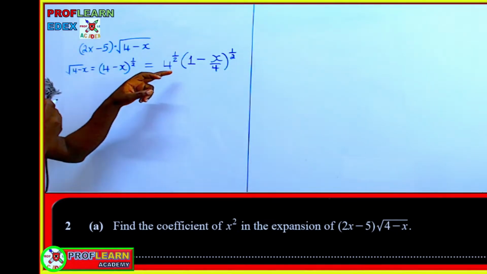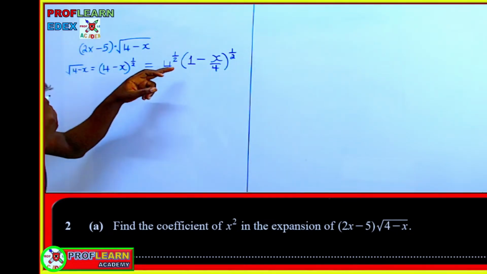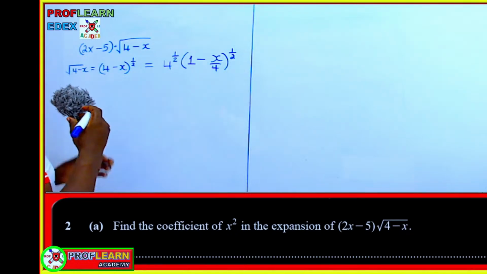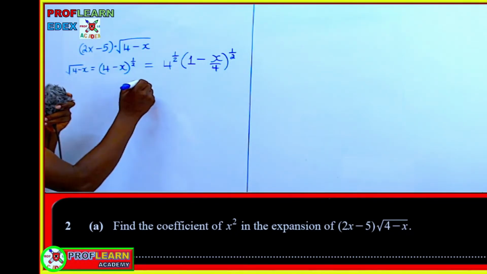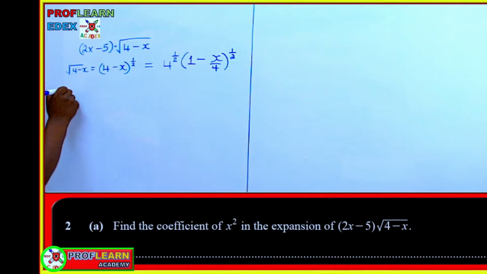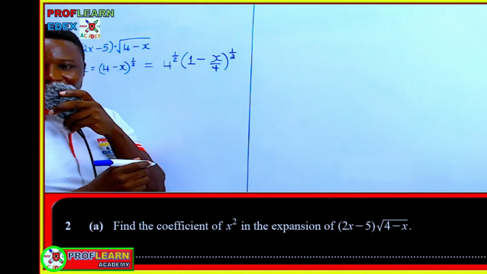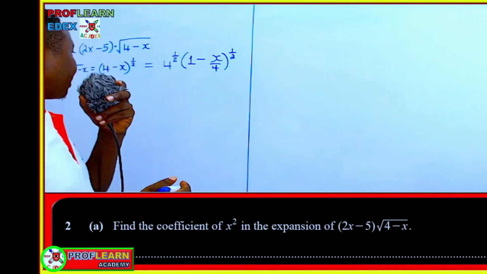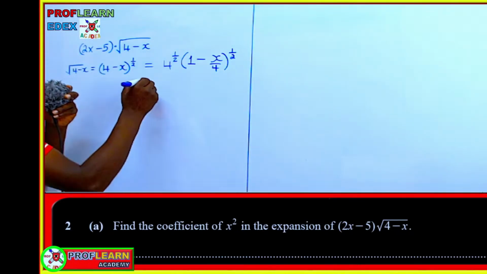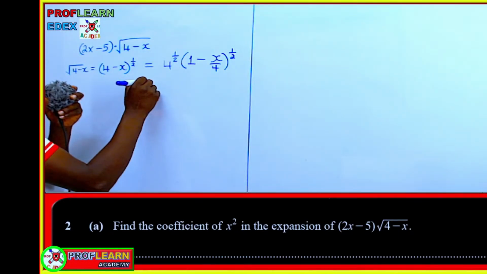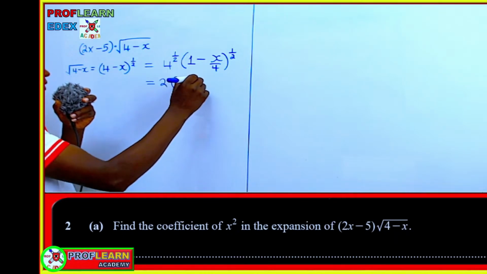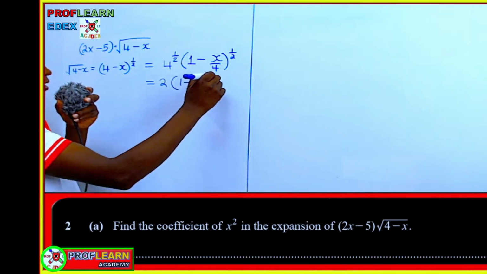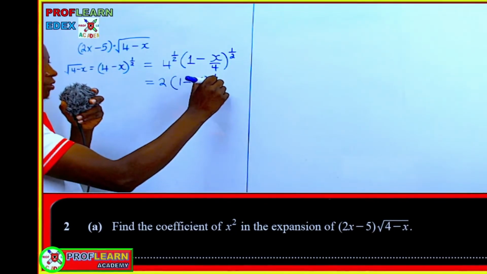When you are factoring out the number that is inside, you also take its power out, which means this is the same as, because 4 raised to a half is 2, the square root of 4, right? That is 2. So this is going to be given as 2 into bracket 1 minus x over 4 raised to 1 over 2.